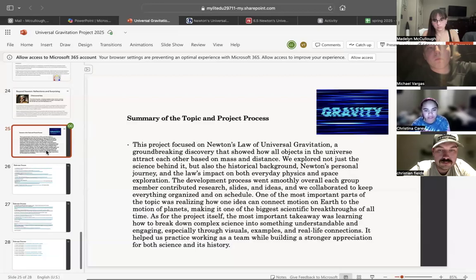As for the project itself, the most important takeaway was learning how to break down complex science into something understandable and engaging, especially through visuals, examples, and real life connections. It helped us practice working as a team while building a stronger appreciation for both science and its history.